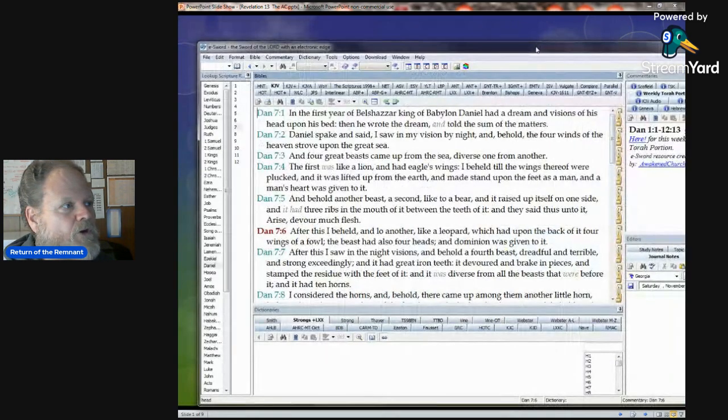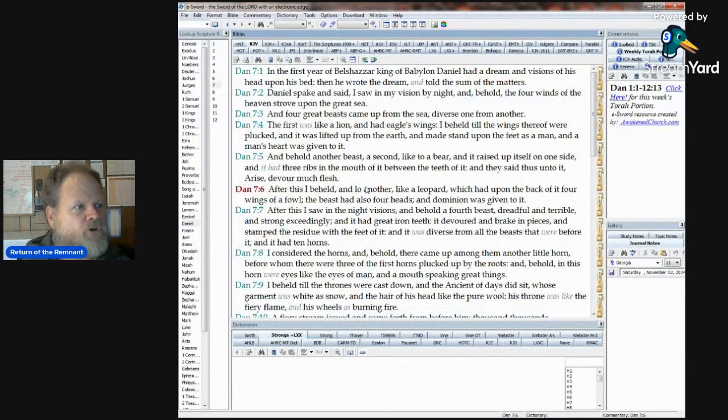In the first year of Belshazzar, king of Babylon, Daniel had a dream and visions of his head upon his bed. Then he wrote the dream and told the sum of the matter. Daniel spoke and said, I saw in my vision by night, behold, the four winds of heaven strove upon the great sea. And four beasts came up from the sea, diverse one from another.